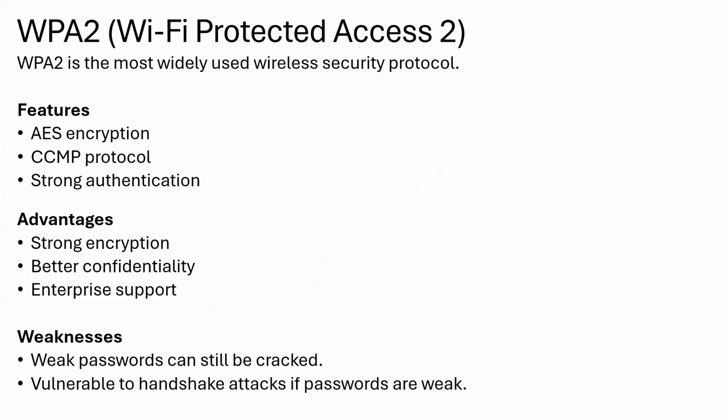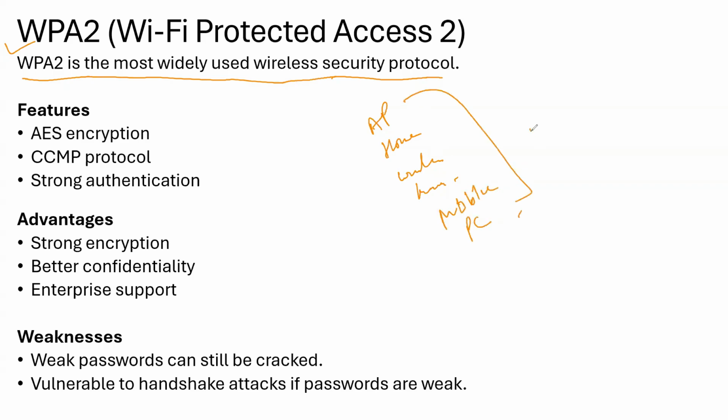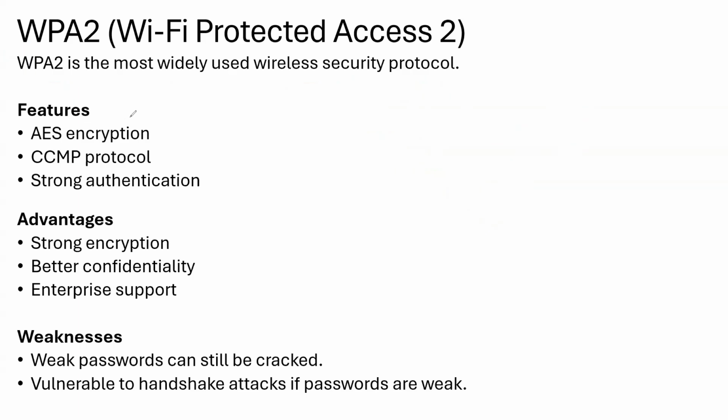Now let's talk about WPA2. These days we are using WPA2 everywhere. WPA2 is the most widely used wireless security protocol in your access point, in your home router, in your wireless router, in your Meraki, in your mobile phone hotspot, in your PC. Everywhere you will see WPA2, because it uses Advanced Encryption Standard, AES encryption.